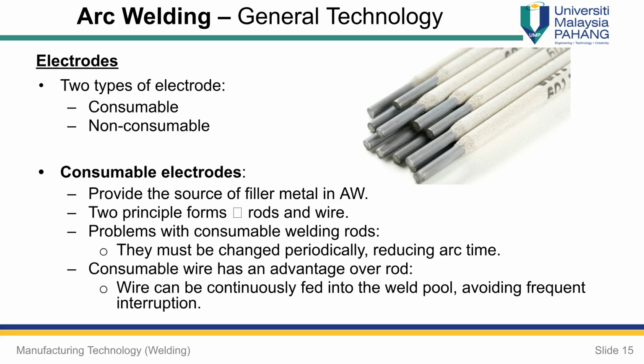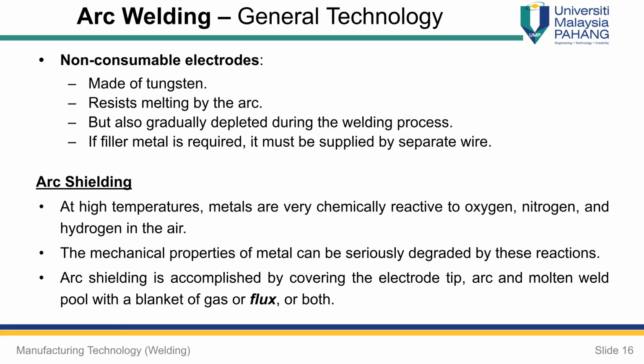Consumable electrodes provide filler metal and come in the form of rods or wire. Consumable wire is advantageous as it can be continuously fed, minimizing interruptions. Non-consumable electrodes are made of tungsten and resist melting, though they are gradually depleted. If filler metal is needed, it must be supplied separately.